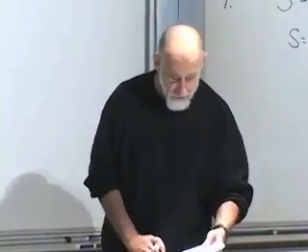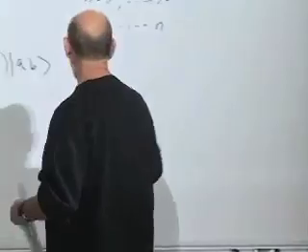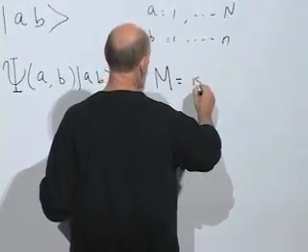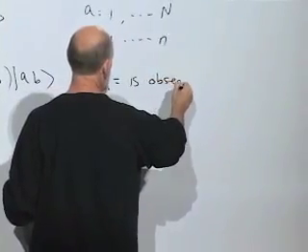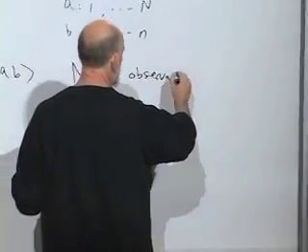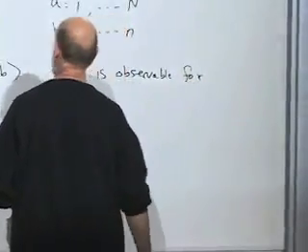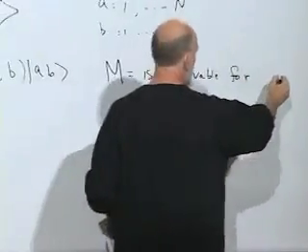Okay. The observable that she's going to measure, let's call it M. M is an observable for subsystem A.